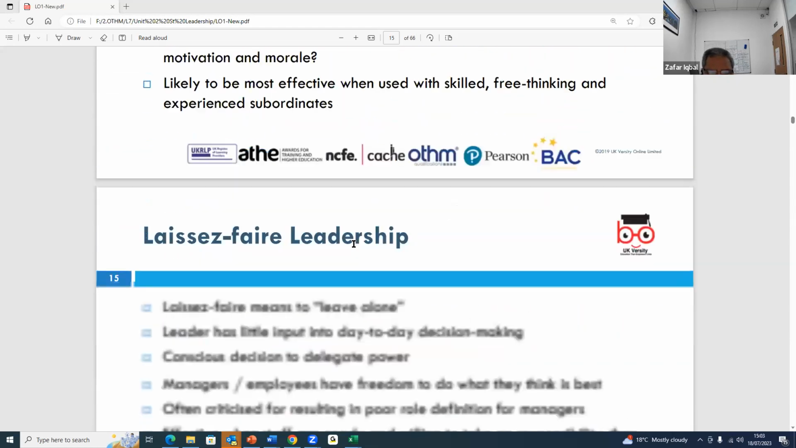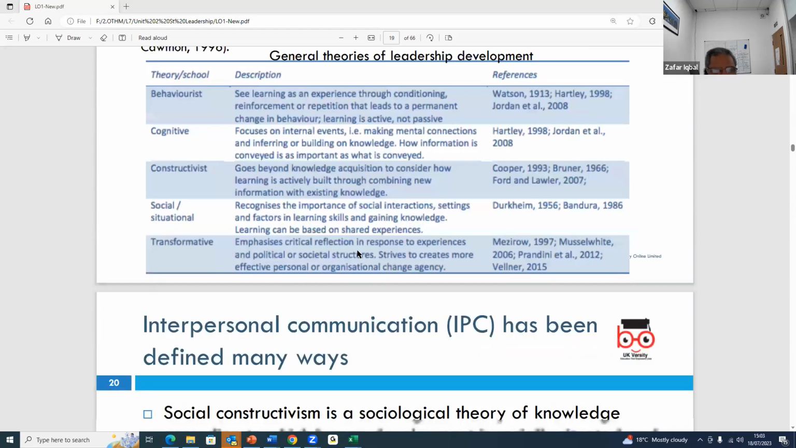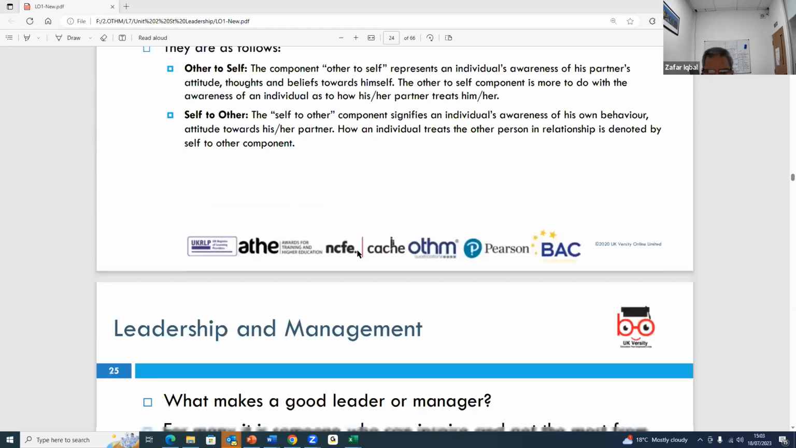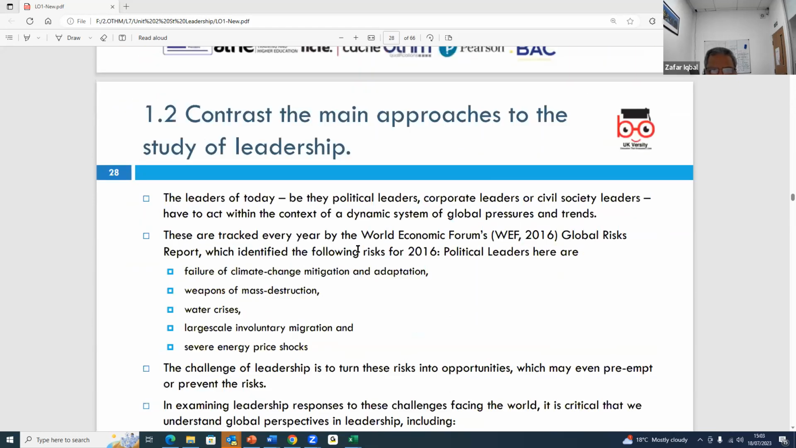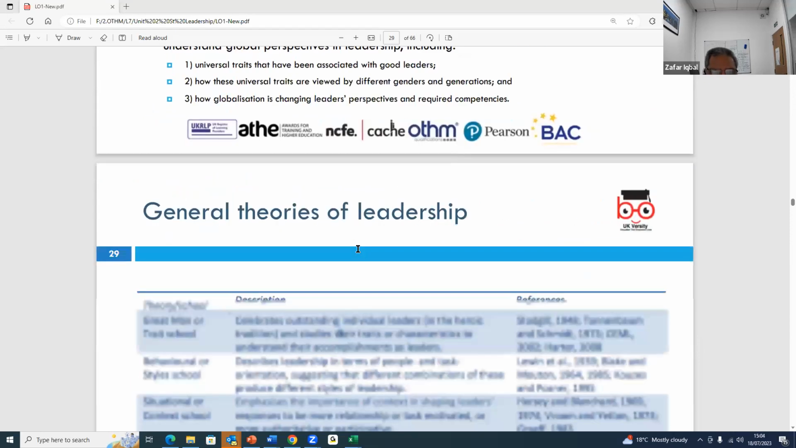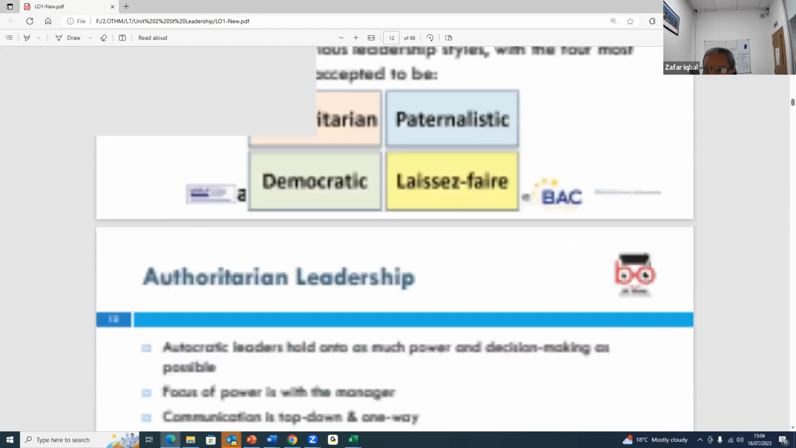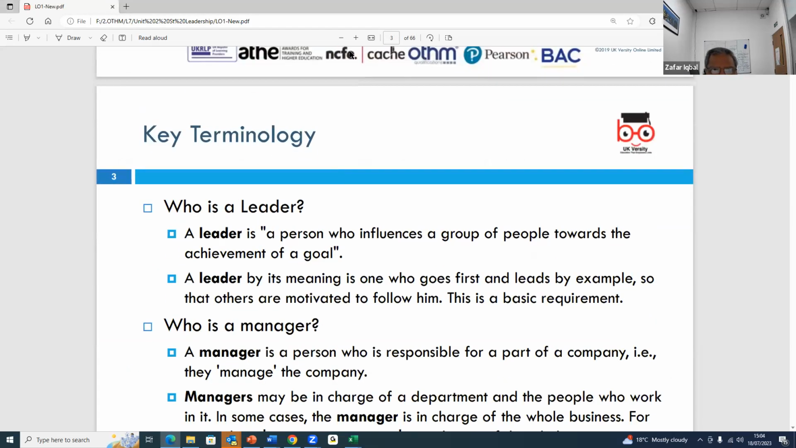Towards the end, we'll be looking at some other theories and other behavioral differences of management and leadership, and contrasting the main approaches to the study of leadership. Okay, so let's have a look. Let's make a start. First of all, I'm going to start with who's a leader.